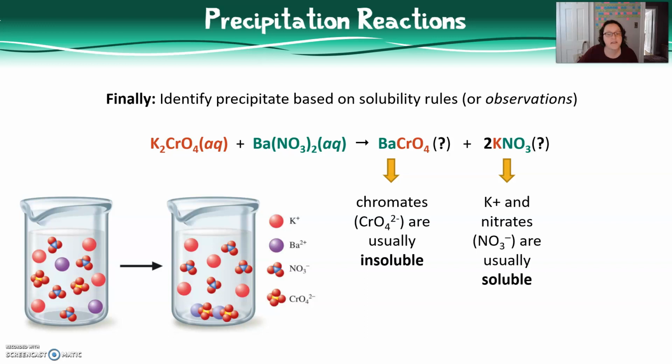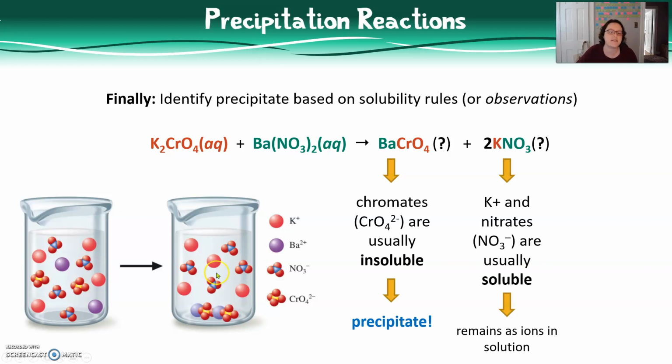So based on these rules for chromates, we expect the barium chromate to be insoluble and form a precipitate, whereas the potassium nitrate would be soluble, and this would be the case due to either the potassium ions or the nitrate ions. Note that it is not crucial that both ions are soluble for the compound to be soluble, and any compounds that contain potassium ion will be soluble, just as any compound that contains nitrate ions will be soluble.